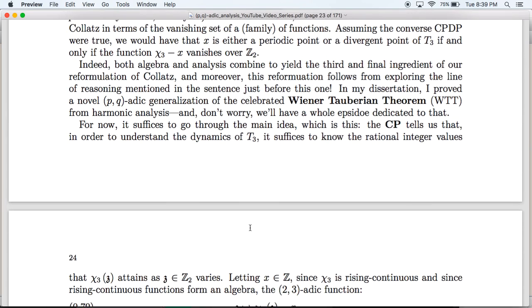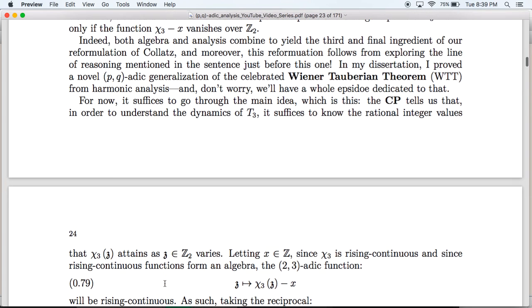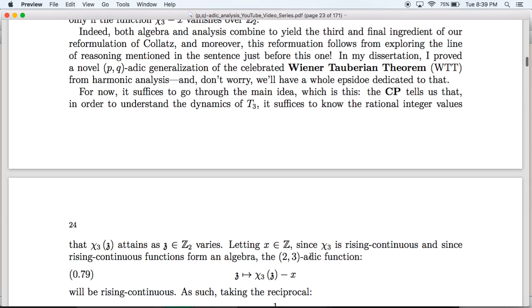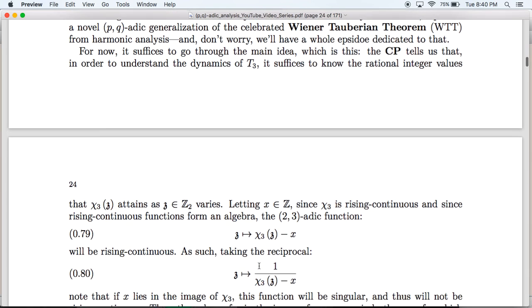This correspondence principle tells us that in order to understand the dynamics of T3, for example, it suffices to know the rational integer values that chi3 attains as z varies through Z_2. So if we just let x be an arbitrary integer, we know that since chi3 is rising continuous, and since all continuous functions are rising continuous, and since the rising continuous functions form an algebra, then this thing is going to be rising continuous too. As such, we can consider its reciprocal.